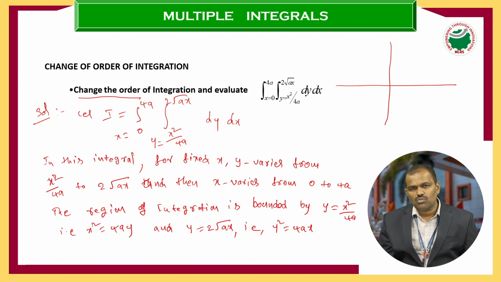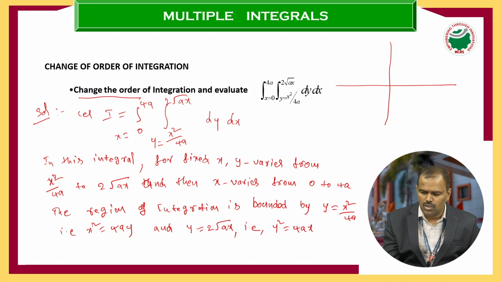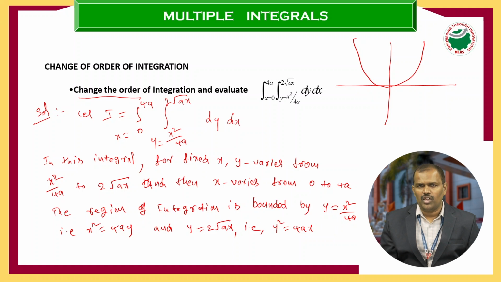So first one, x square is equal to 4ay. X square, x even terms, that's what I am drawing. Y direction, that is vertical. That is x square is equal to 4ay. Then y square is equal to 4ax. Y square, that means y has the even power. So we should draw in x direction, that means horizontally.